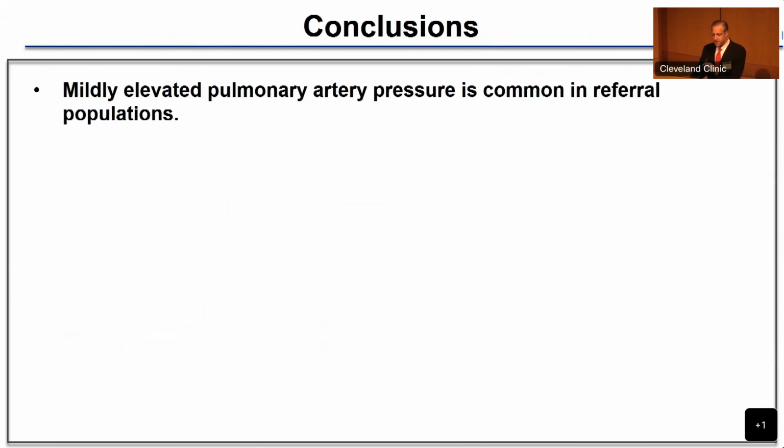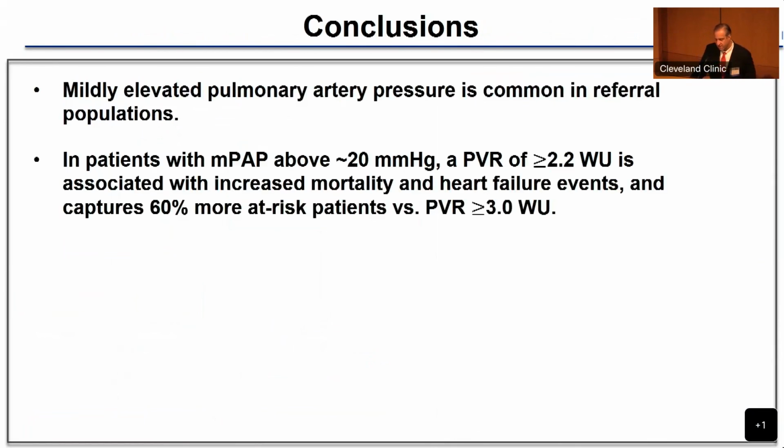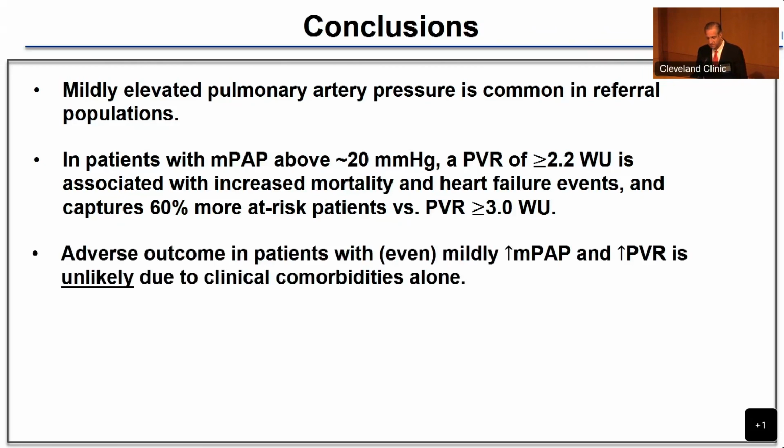So in conclusion, mildly elevated pulmonary artery pressure is common in referral populations. In patients with mPAP above about 20, a PVR of about 2.2 Wood units or greater is associated with increased mortality and heart failure events, and captures 60% more at-risk patients versus a PVR of 3.0 Wood units or greater. I want to emphasize that point: we can expect a new definition that considers mPAP of 20 and PVR of 2, unlike the earlier revision in 2018, which didn't impact the universe of PH patients. This change is expected to do just that on a substantial level.